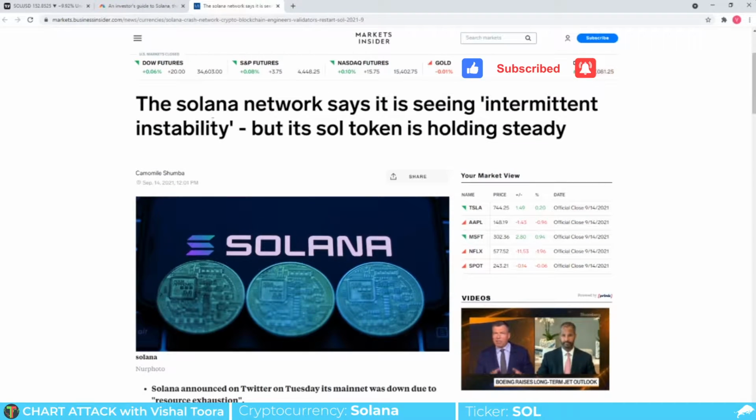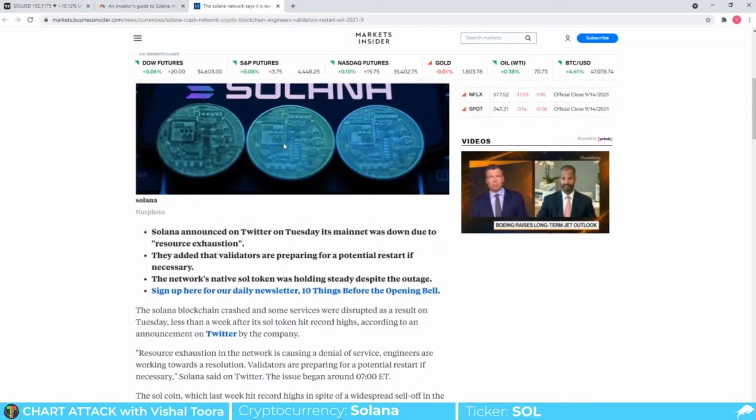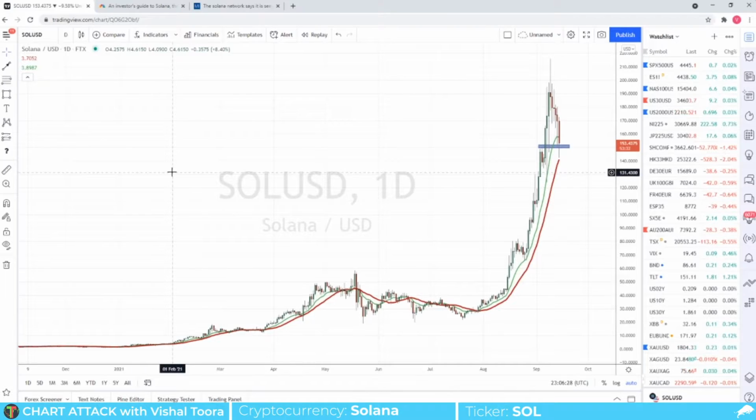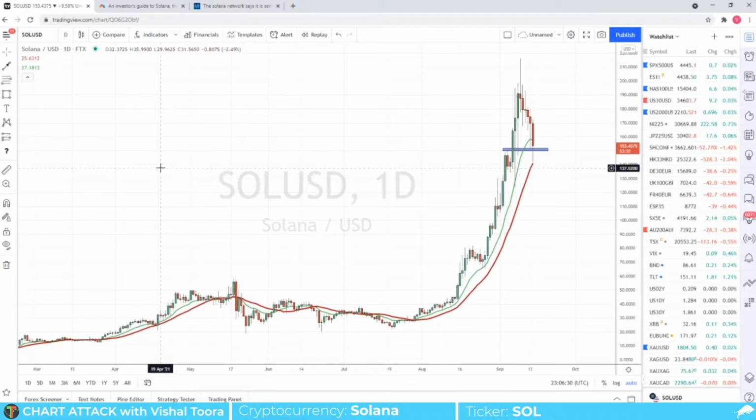And this happened, folks. The Solana network was down, intermittent instability. And it caused a bit of a sell-off here, but again, on Twitter, they were saying the engineers are dispatched and they're working things out, but the blockchain crashed and services were disrupted as a result on Tuesday after Sol hit record highs. And you can check out their Twitter to see what that was all about, but we want to focus here on the technicals.